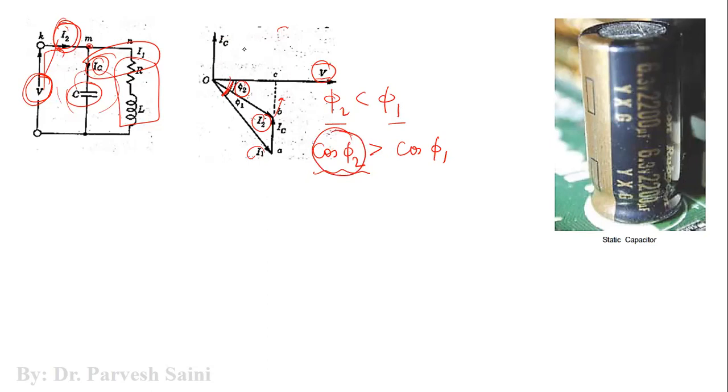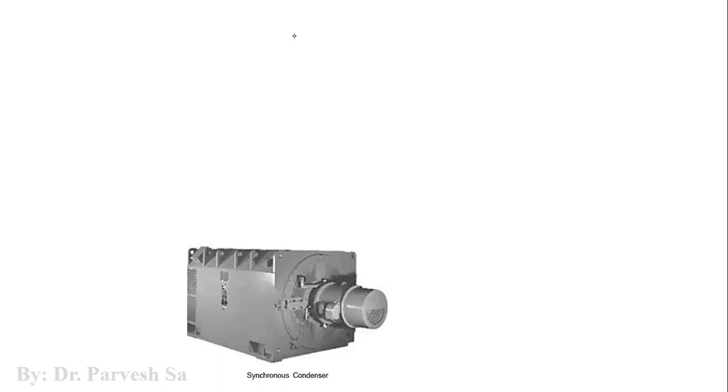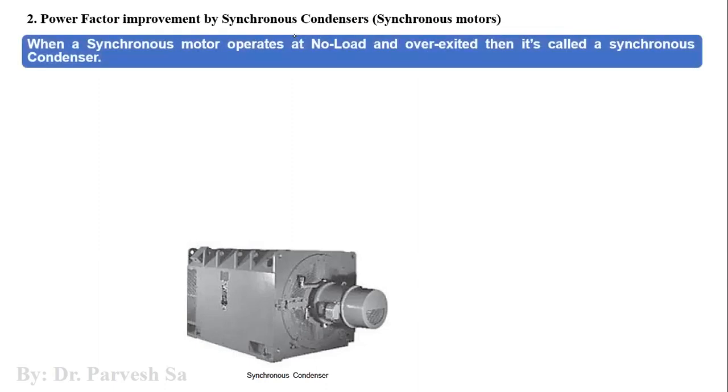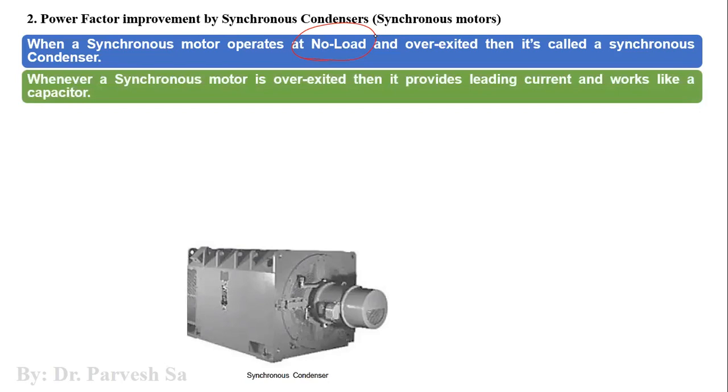Okay, so our purpose was fulfilled, and the purpose was to reduce the phase angle between the voltage and the current, right? And then we have the synchronous condensers. Now in the synchronous condensers, how do we improve? In this, the synchronous motors are actually used. What the synchronous motors do is they are made to operate at no load conditions, and they are overexcited. When they are overexcited, they start providing the leading current, right? They start providing the current to the supply, and they start acting as the capacitor.